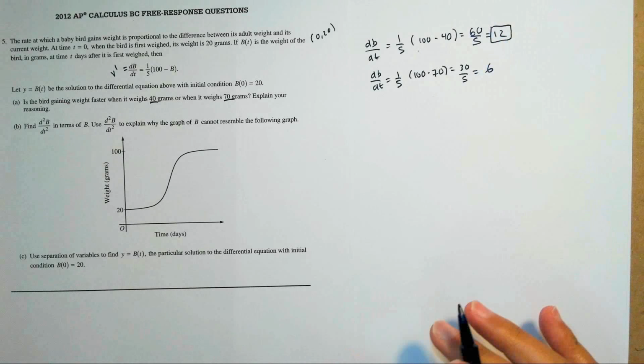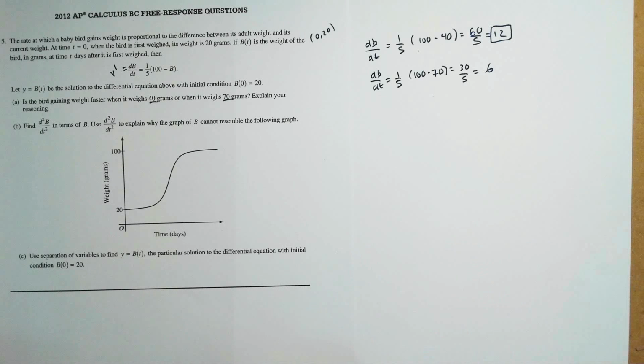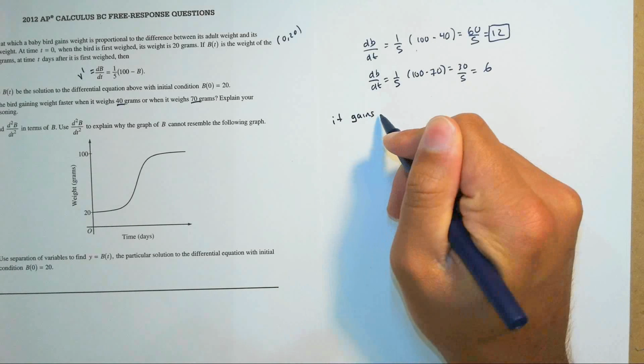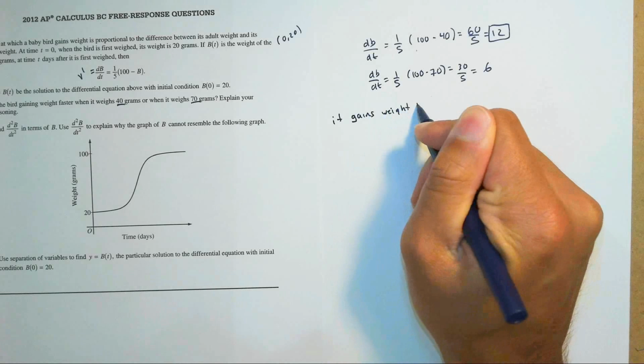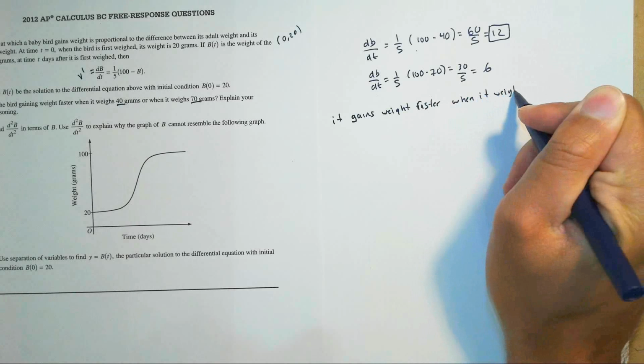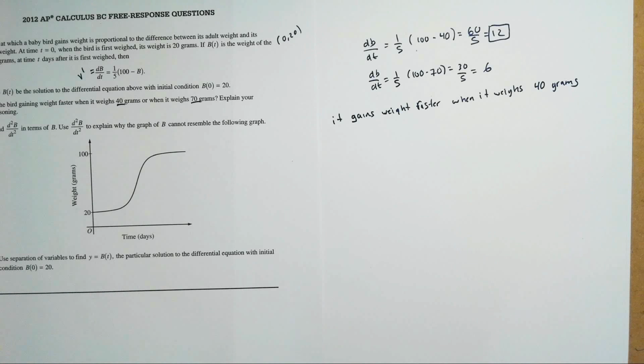So when they say explain your reasoning, you get a point for showing this work. Now your next point is just to explain what you just found. It gains weight faster when it weighs 40 grams. And if you're able to explain that in a sentence, then that gives you another point. So this question was worth 2 points: one for plugging 40 and 70 into the equation and determining the rates, and one for distinguishing that when it weighs 40 grams, it's gaining weight faster.